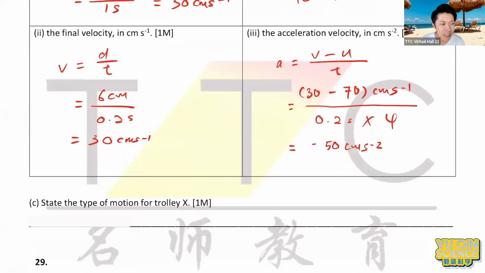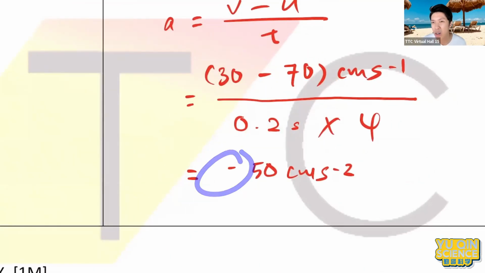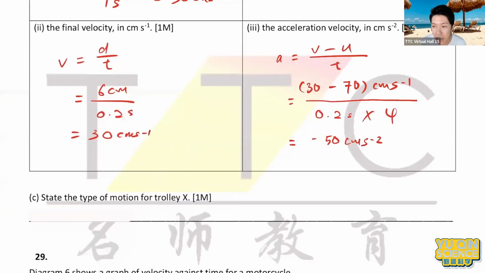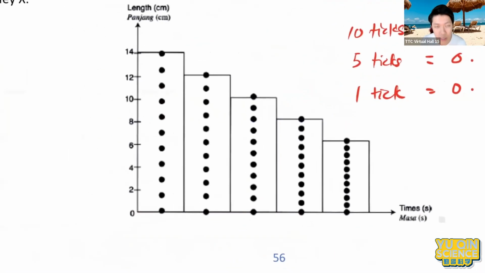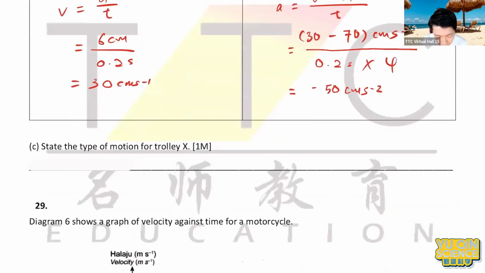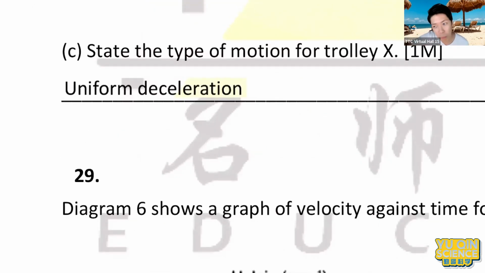Oh, last one. What type of motion for trolley X? Well, remember it's a negative, right? So we call that a deceleration. But what kind of deceleration? Do you realize every time it drops to 14, 12, 10, 8, 6. So it's a uniform deceleration. It's a very uniform dropping down. Okay? Uniform deceleration. So there you go.